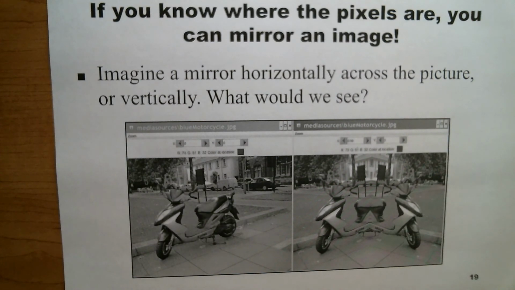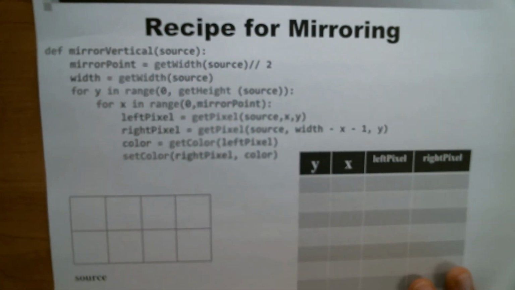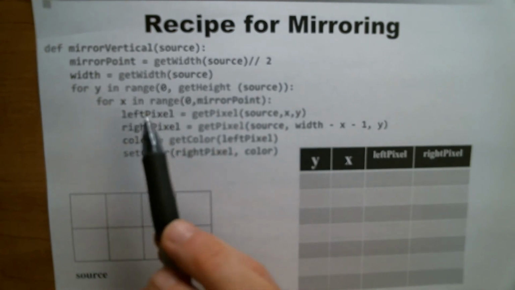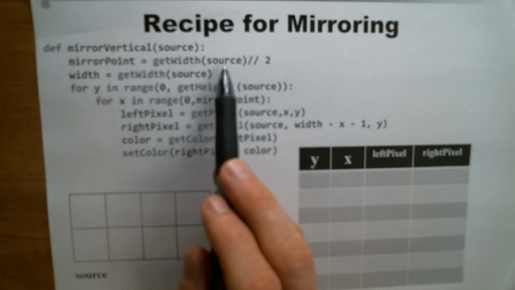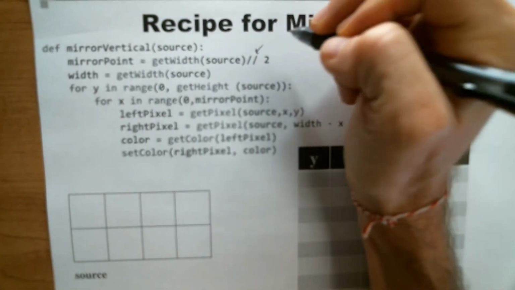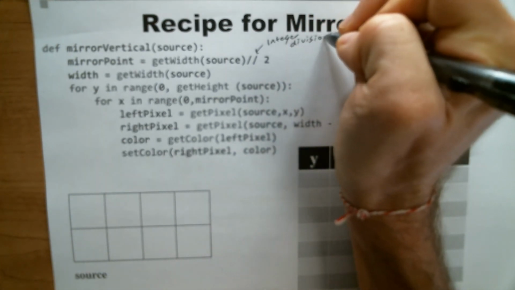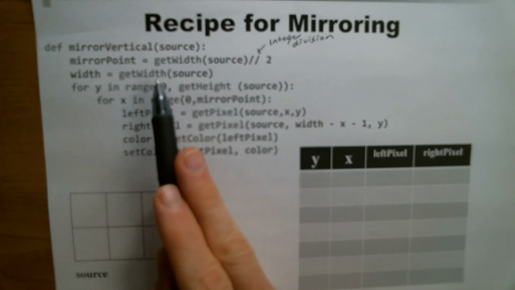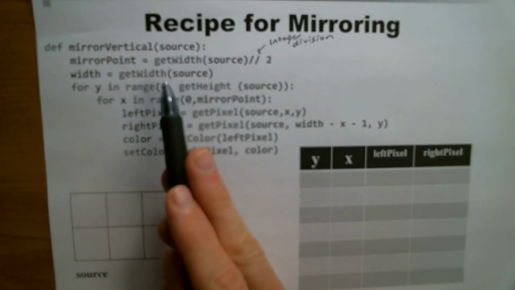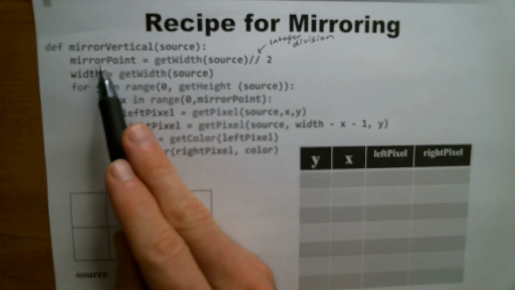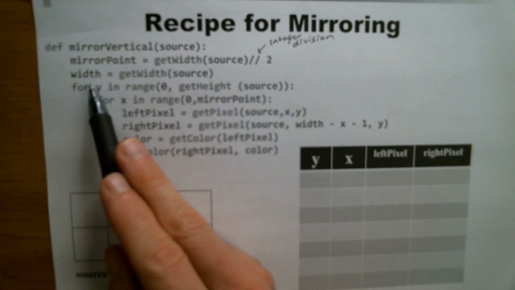All right, so let's look at a program that will actually mirror things, and let's talk about how it works, just to make sure it's clear. This function is called mirror vertically. It starts by getting the width and doing that integer division that we just talked about. And then it gets the width. So we've got both of those pieces of information stored in separate variables. One is called the mirror point, which is basically where we're flipping, and the other is just the total width.